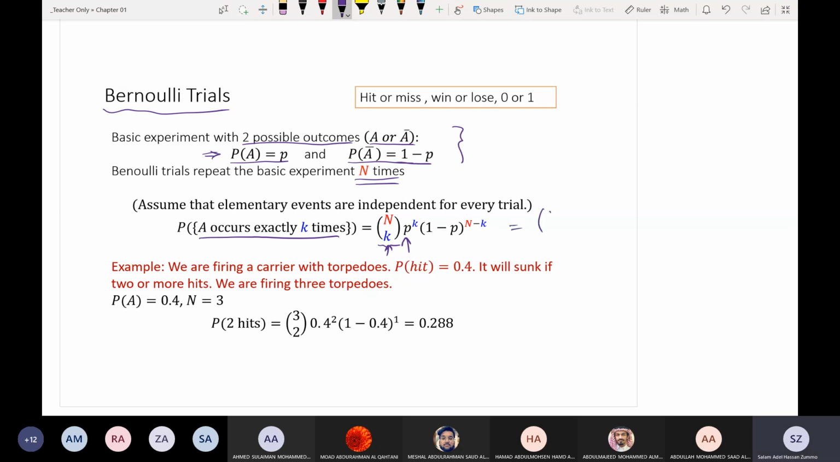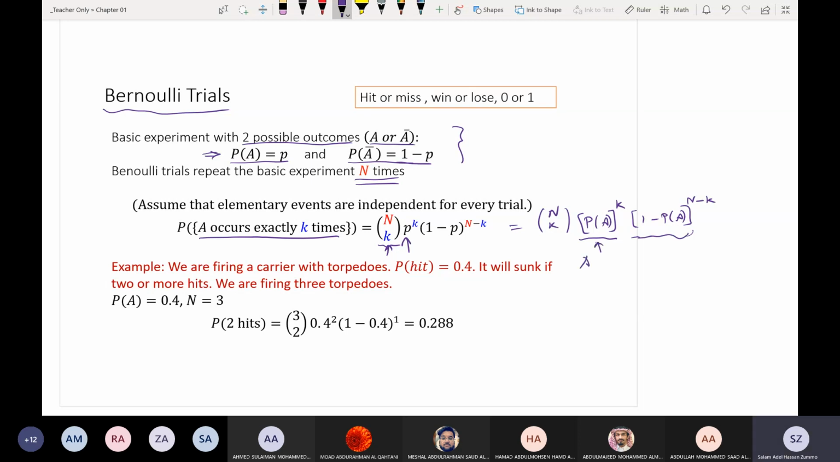So this is equal to n choose k multiplied by probability of a to the power k multiplied by 1 minus probability of a. How many times does the opposite of a happen? How many times? n minus k. So out of the n, k times a happens, and because of that, the probability of a to the power k, and n minus k times the opposite of a happens, which has a probability of 1 minus a to the power n minus k.